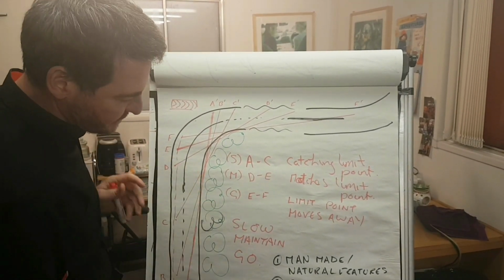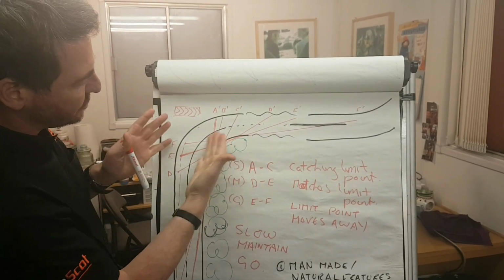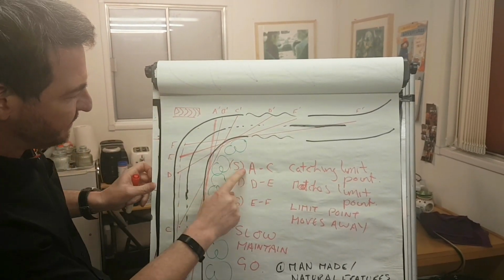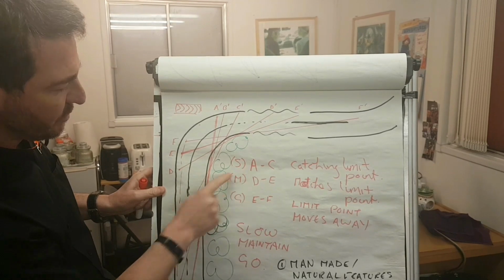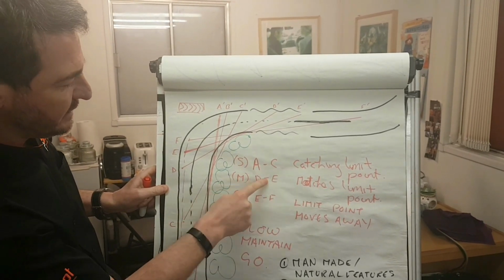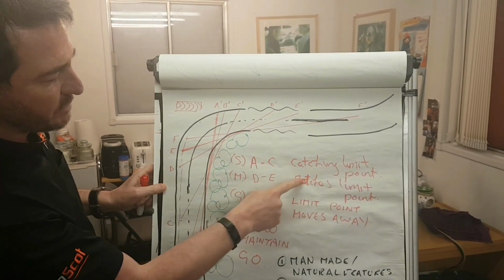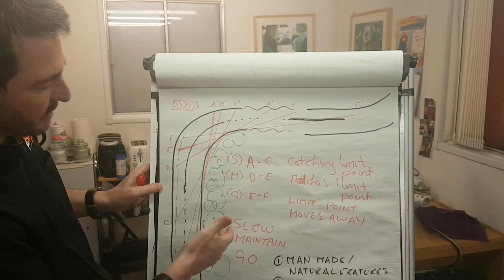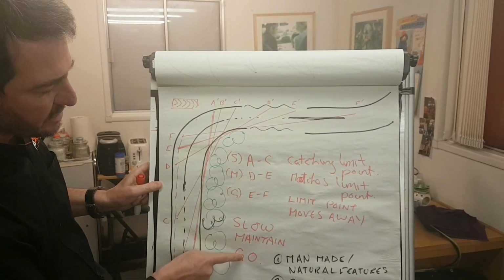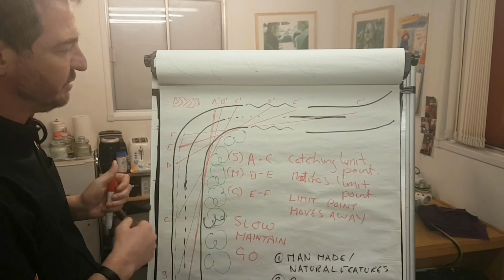Now, so there's how the limit point's actually working. This idea, if you can see it: A to C slowing because we're catching, D to E maintaining because we're matching the limit point, the distance we go forward is the same distance we can see, G start to go because the limit point, vanishing point's opening up.